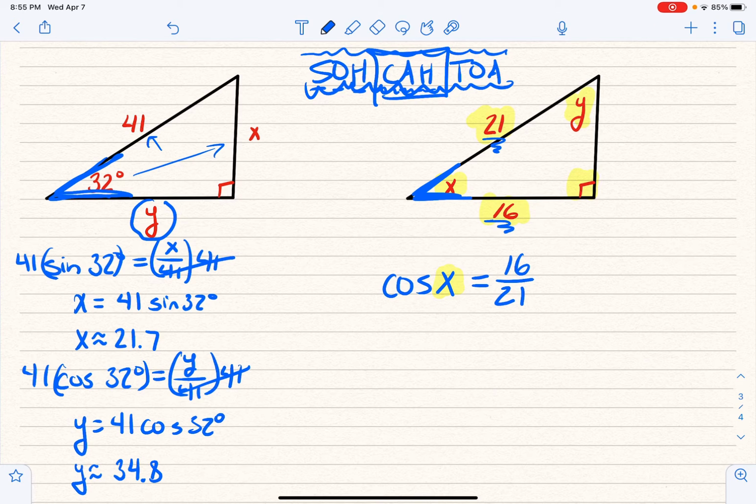Now, I know a lot of people are going to start going, well, at this point I've got to multiply both sides by 21, and that would be completely wrong. So let's not go there. What we've got to do instead is we're trying to get this x by itself right here. We're trying to isolate that x.